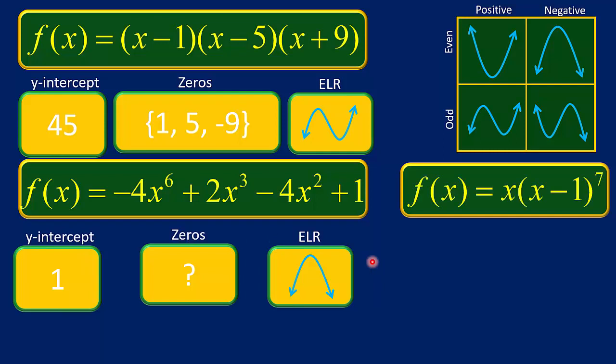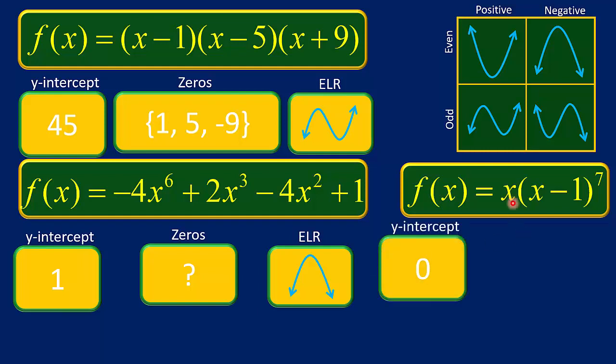So we have f of x equals x times x minus 1 to the 7th. Well, the y-intercept is easy. It's just 0, right? If you put a 0 in for x. Now what about the x-intercepts, the zeros? Well, x equals 0 or x equals 1. Now this 1 here has a multiplicity of 7, doesn't it? See? Because there's a 7 there.